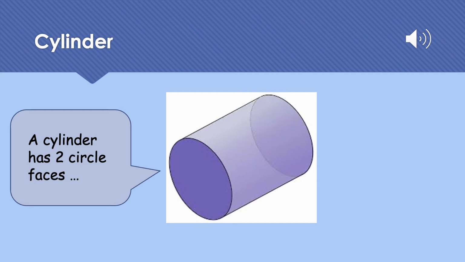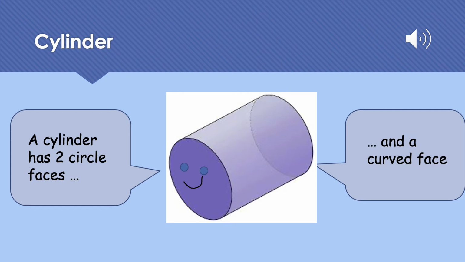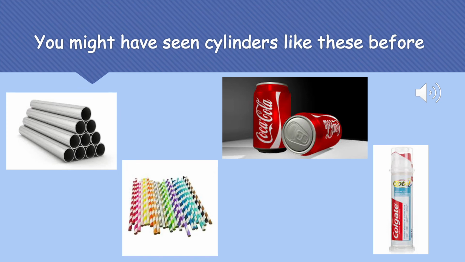The next shape that we're going to look at is called a cylinder. Can you say that word? Cylinder. A cylinder has 2 circle faces on each end and a curved face. Here are some places that you might have seen cylinders before. You might have seen straws, or cans of pop, or tubes of toothpaste, or just tubes that were being used.